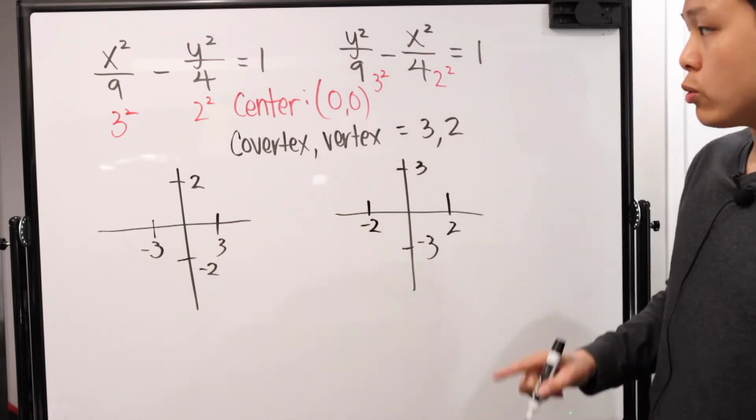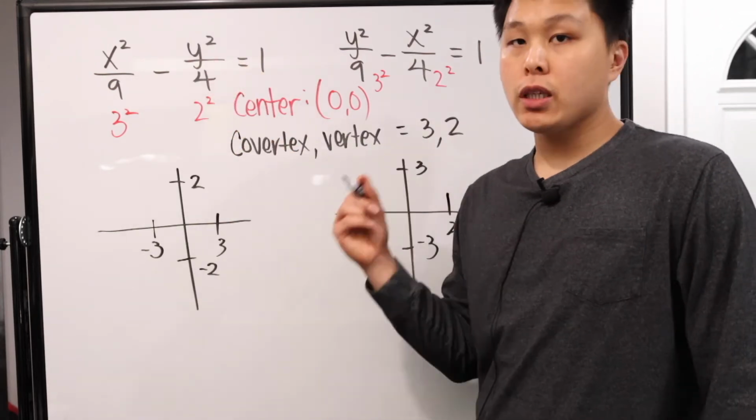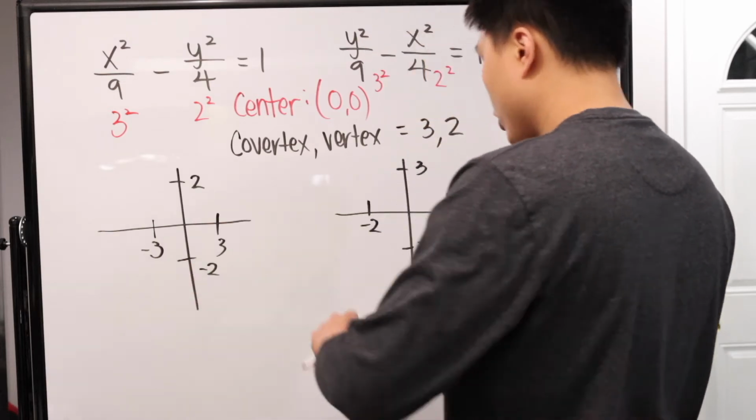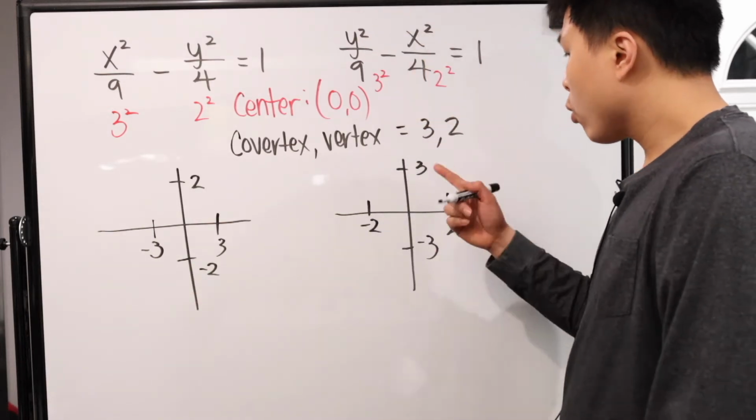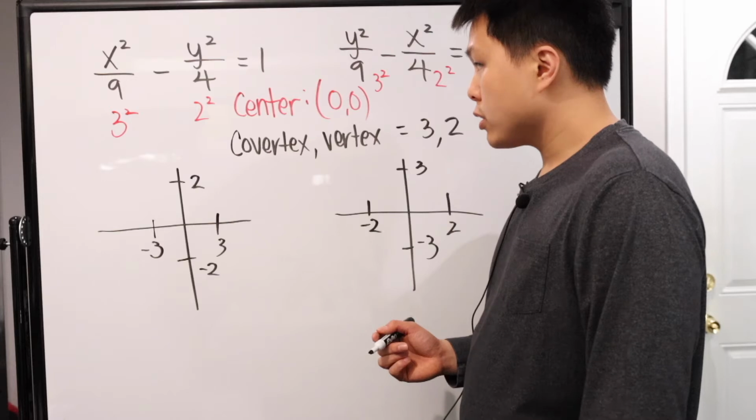Okay, so notice we're getting very similar information, right? But based on where it's located, if it's under the x or under the y, then it's going to be located in the x or y axis, right? So there it is. Okay, cool.